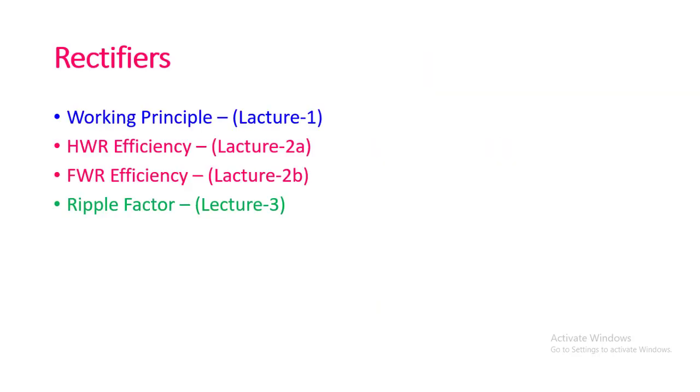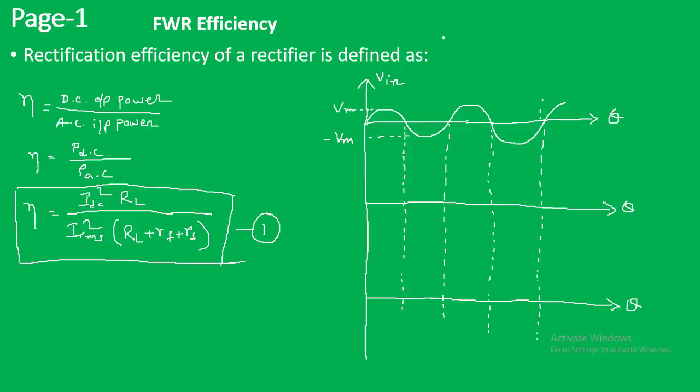So earlier, in lecture 1, we discussed the working principle of different kinds of rectifiers. Then in lecture 2a we found the half wave rectifier efficiency, and in 2b, that is in this lecture, we will be finding the full wave rectifier efficiency, and after that we will be finding the ripple factor in the next lecture. Now to reduce the video timing I have pre-filled this.